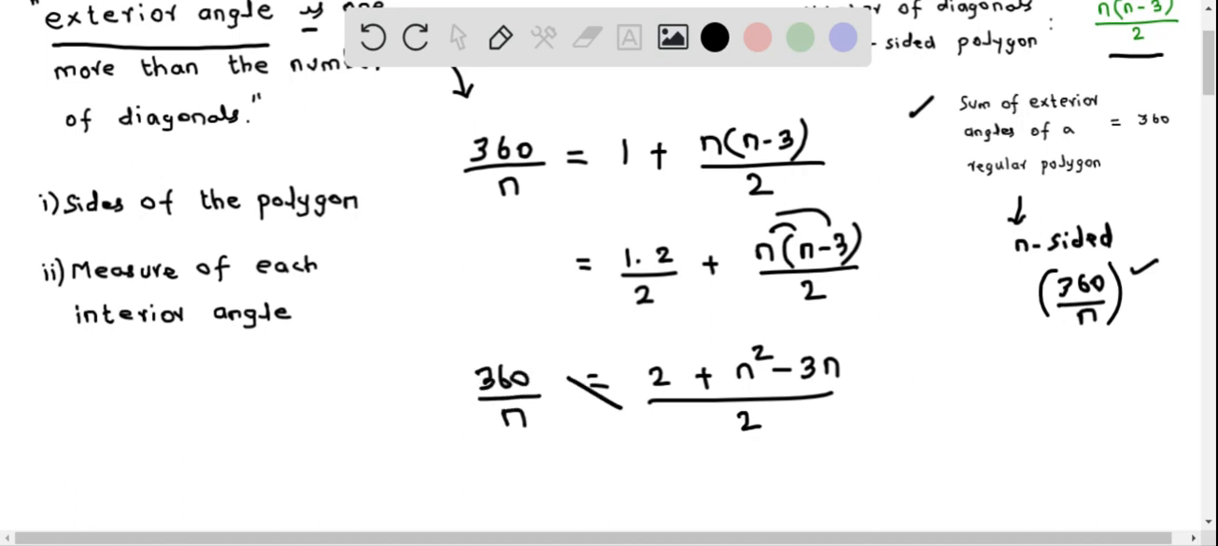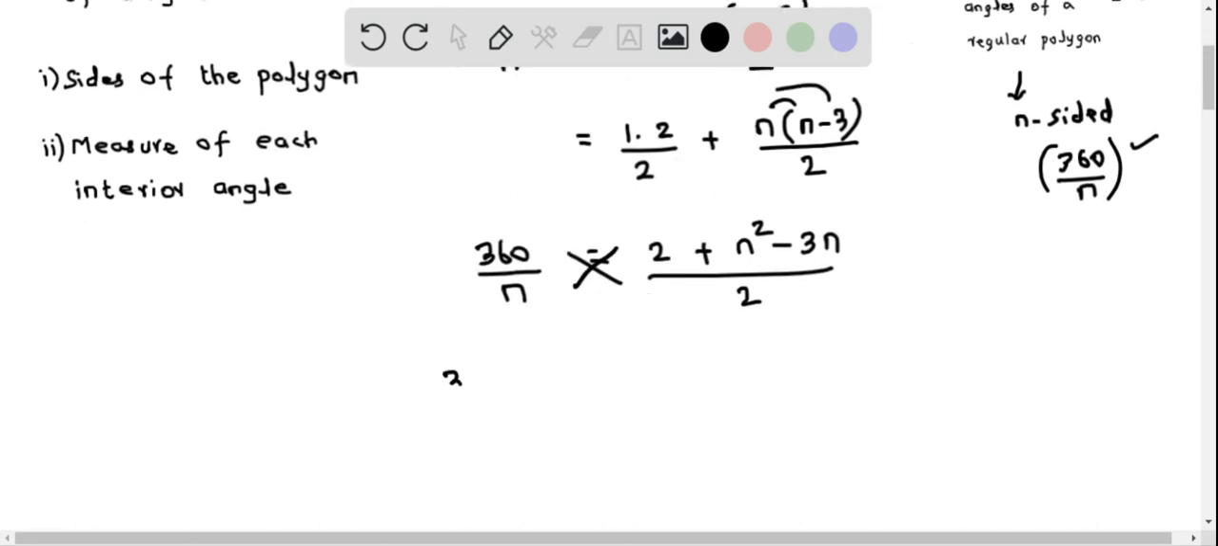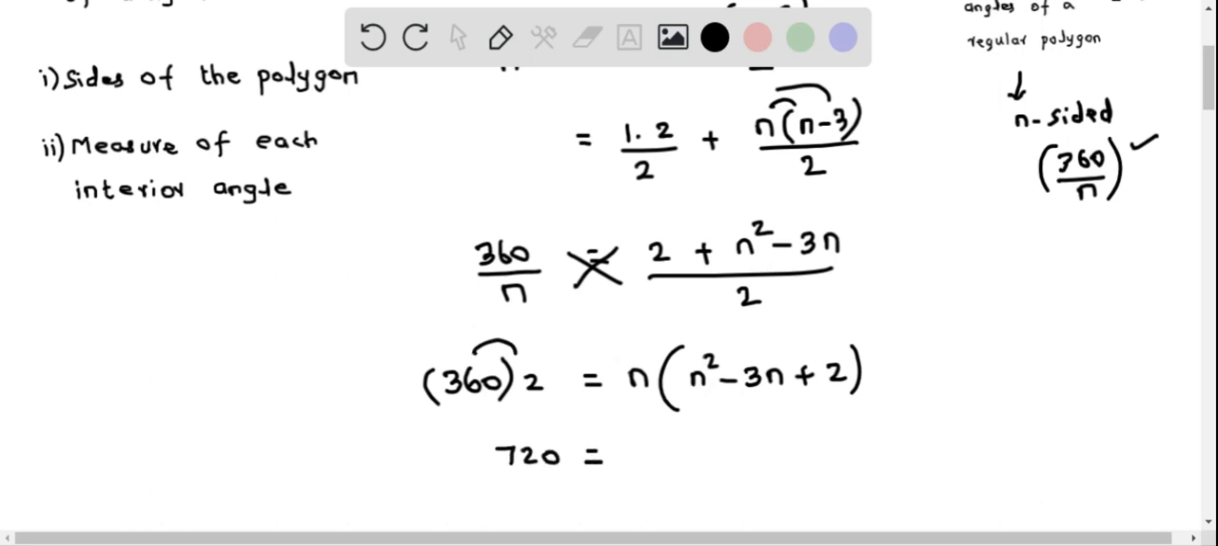We can do the cross multiplication like this. That is, 360 will get multiplied with 2, and this n will get multiplied with the expression on the right side. I can rewrite this as n squared minus 3n plus 2. Now let's simplify this. 360 times 2 is 720, and this equals n times n squared, which is n cubed, and n times negative 3n is negative 3n squared, plus n times 2 is 2n.